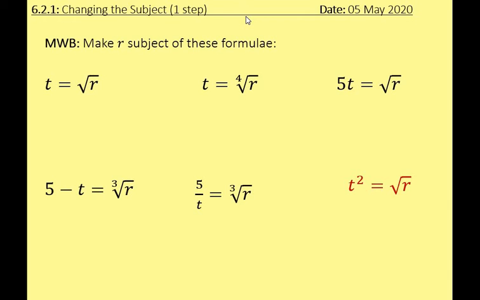Okay, so for the first one, we want to make R the subject. R is being square rooted, so we square both sides to get t squared equals r. In the next one, we have the 4th root of r, and we're going to need to do the power of 4 to both sides to get t to the power of 4 equals r. In the next one, we have the square root of r, so we're going to have to square both sides, and that's going to give us 5t all squared equals r.